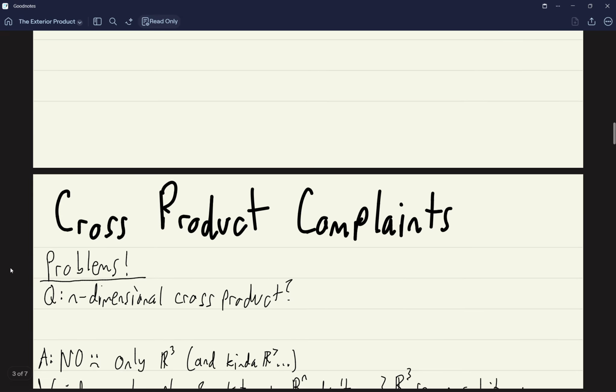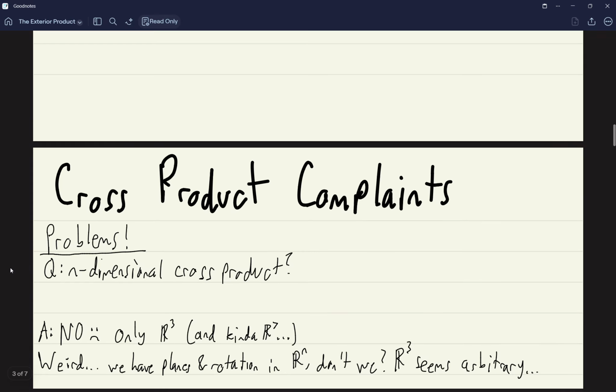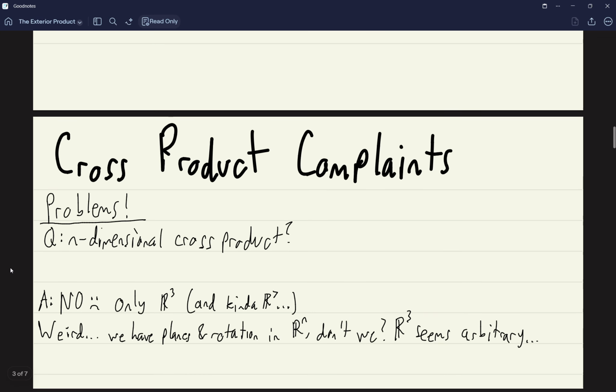This is kind of strange because, if we have this tool to talk about planes and rotation, well, we have planes and rotation in all dimensions, so it's a strange, arbitrary-seeming choice of R3 for the cross product to live in.